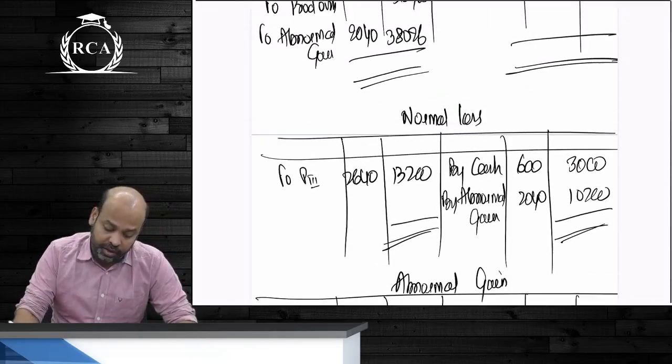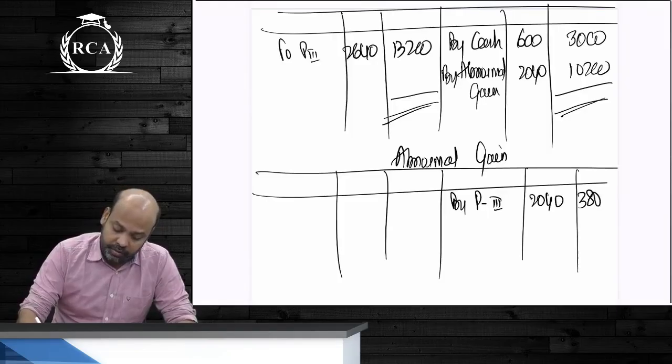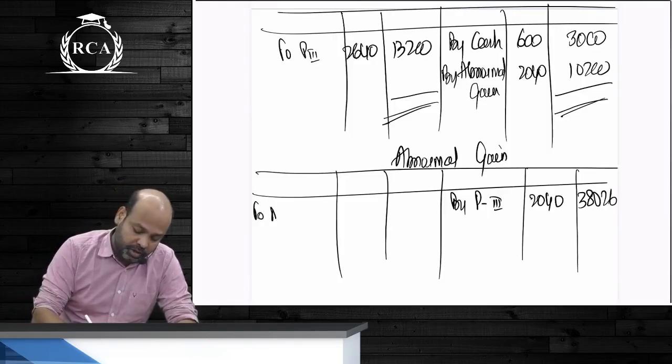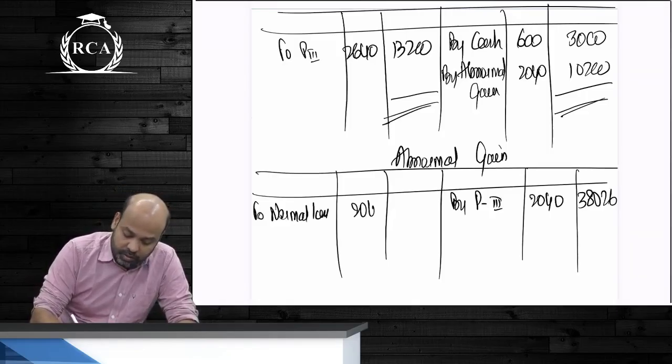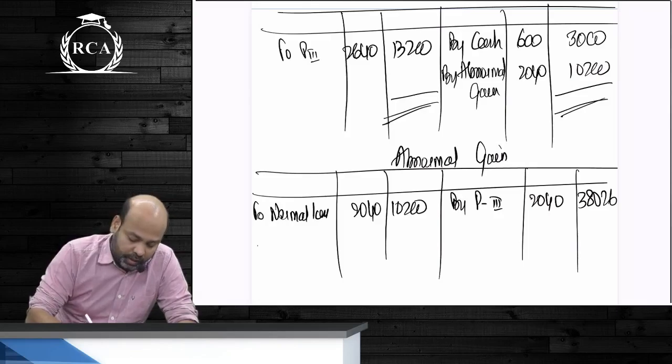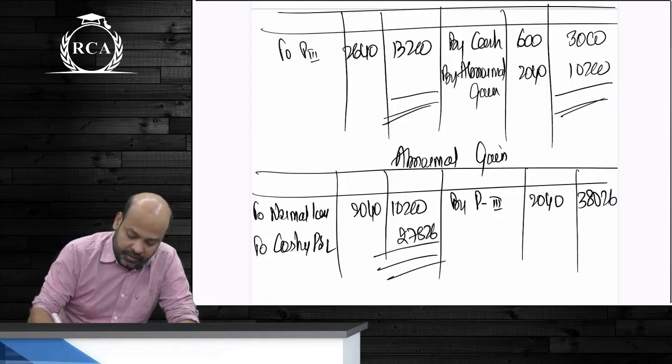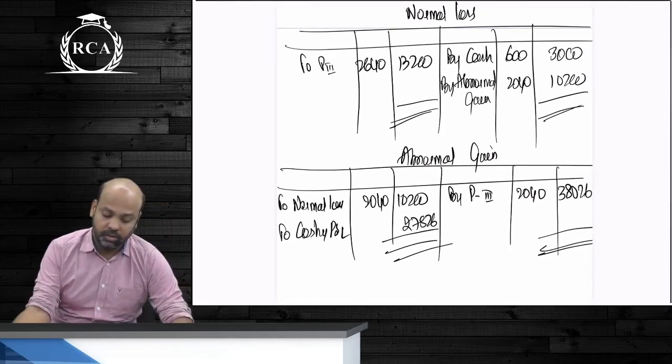What is the valuation? 38,026. To normal loss, how much got adjusted against normal loss? 10,200. To P&L account, 27,800. And please check if you all got the same answers.